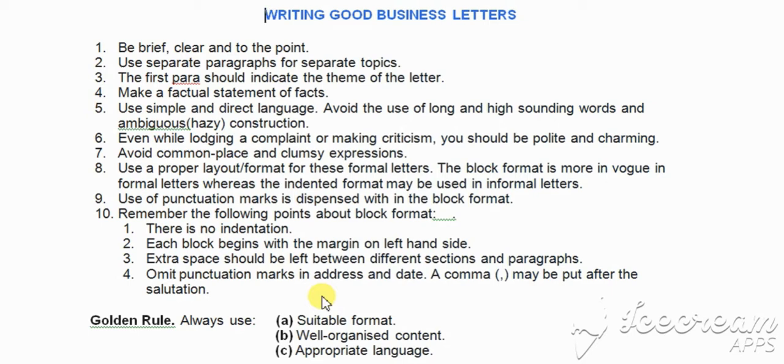And always remember the following points about block format. There is no indentation. Each block begins at the margin. Extra space should be left between different sections and paragraphs. Omit punctuation marks in the address and date. A comma may be put after the salutation, like Dear Sir. And there are some golden rules, always use them. Number 1, suitable format, well organized content and appropriate language.